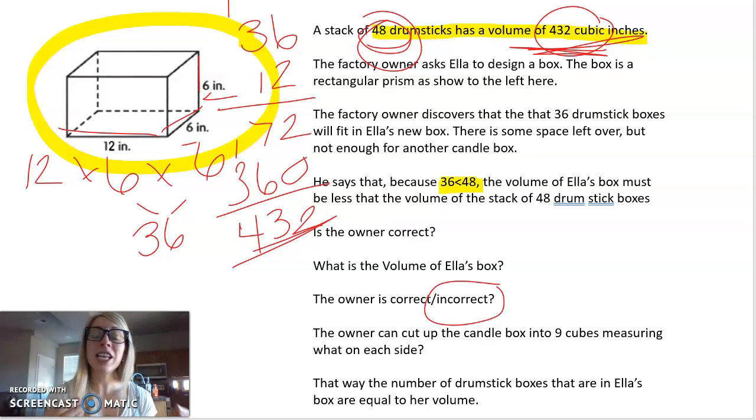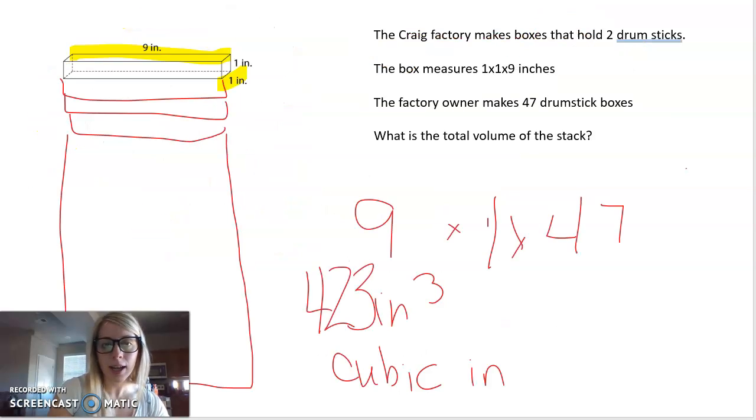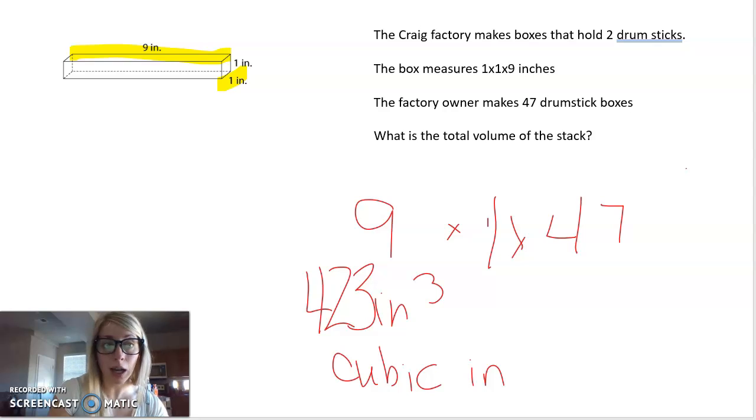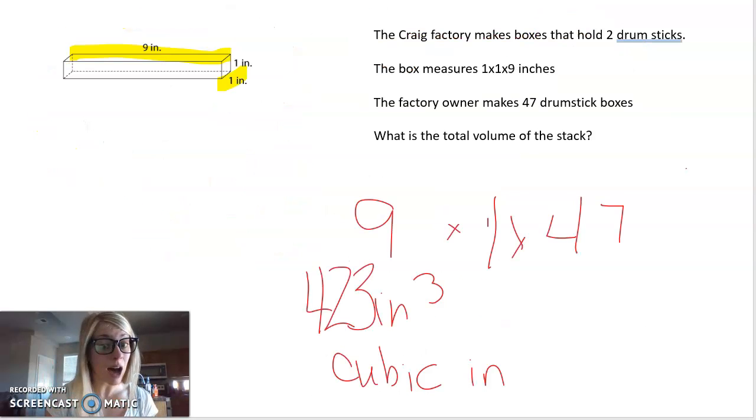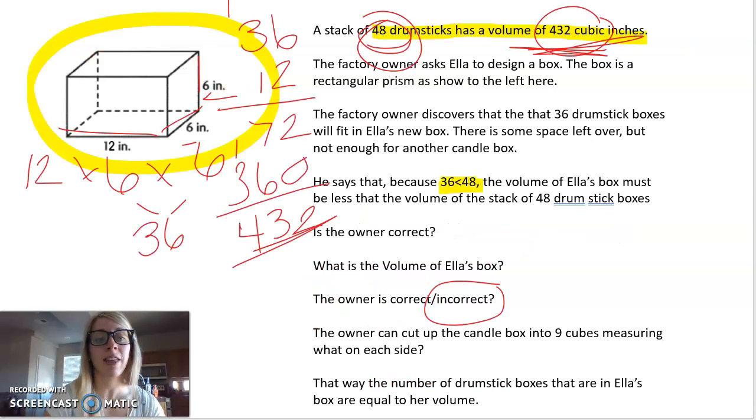So there is one thing. The measurements are different for this box. So we have to figure out a way that we can break apart this box. How can we break apart this box to make sure that it fits directly into this shipping box? So we have to cut these little drumstick boxes up to make sure that they fit in the shipping box.